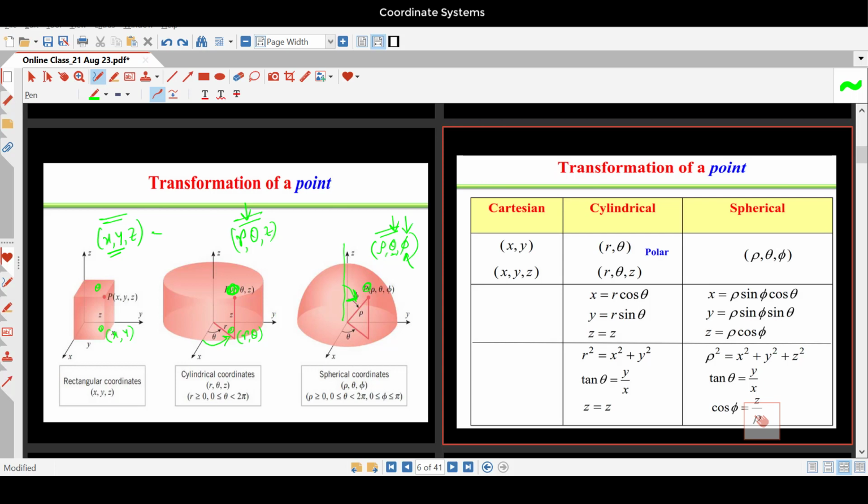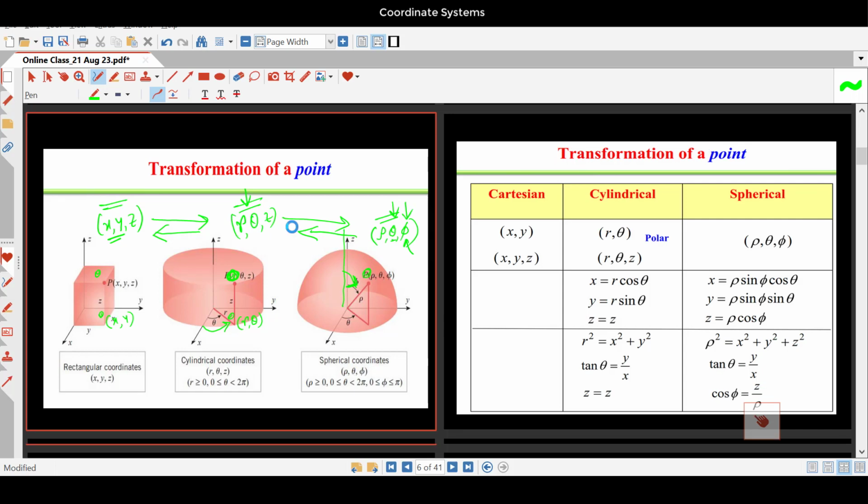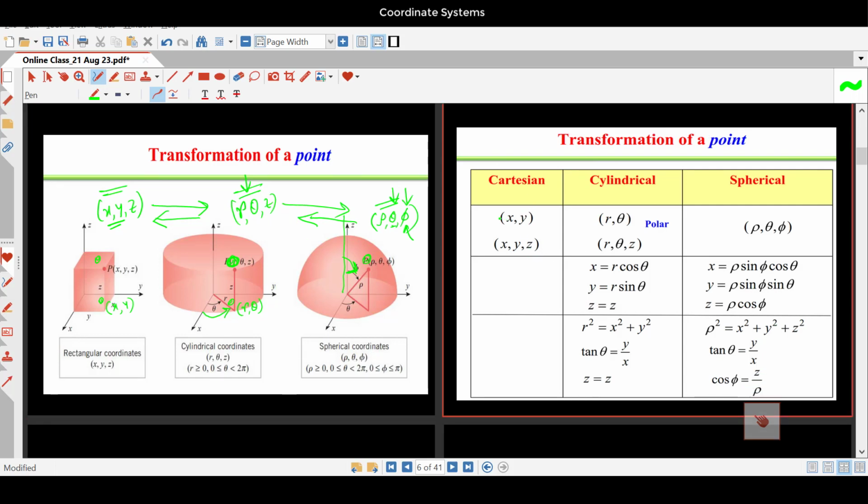Now we have to know how to convert xyz to r theta z, or xyz to rho theta phi, or vice versa. That is, you have r theta z, how to convert it to xyz. You have rho theta phi, you are trying to convert it to xyz, or let's say r theta z. So here is the conversion. If we have a point x comma y in Cartesian 2D and we want to convert it to cylindrical 2D, which is known as polar, then we need r and theta. For that these formulas will be applied.